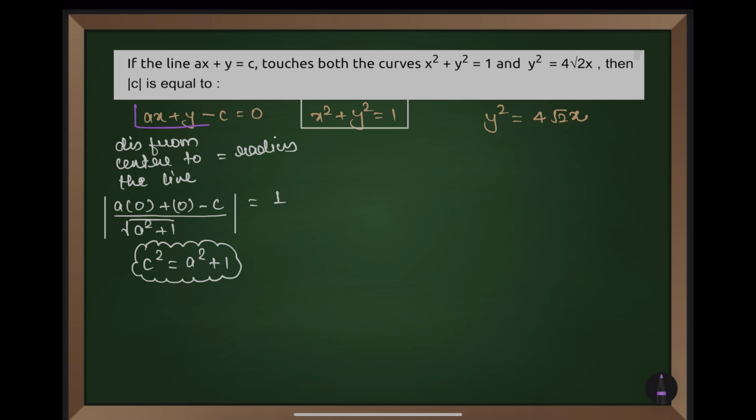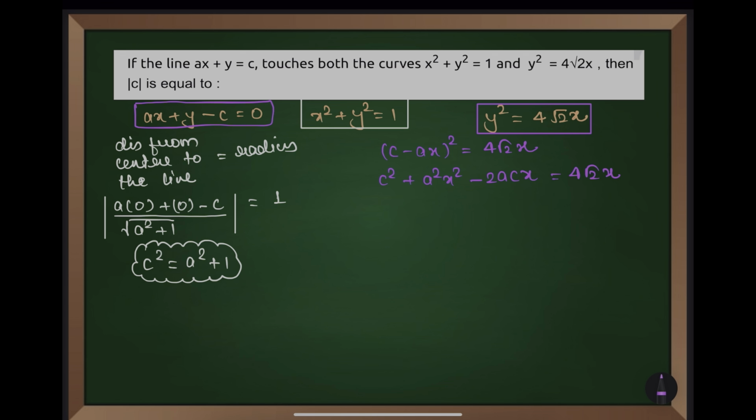So this straight line is tangent to this parabola as well. So if it is tangent and we substitute the value, we will have one touch. One touch means D should be 0. So in place of y, can I substitute c minus ax whole square equals 4 root 2 x. So it is c square plus a square x square minus 2acx is equal to 4 root 2 x.